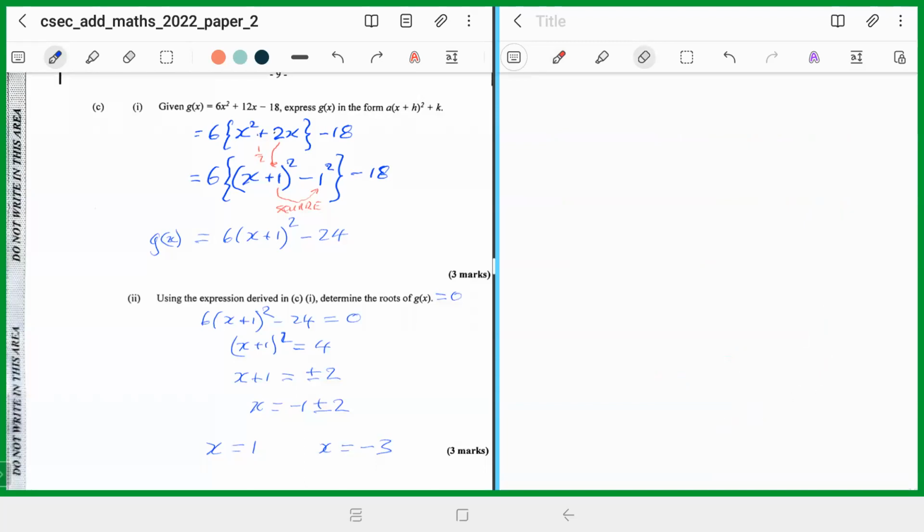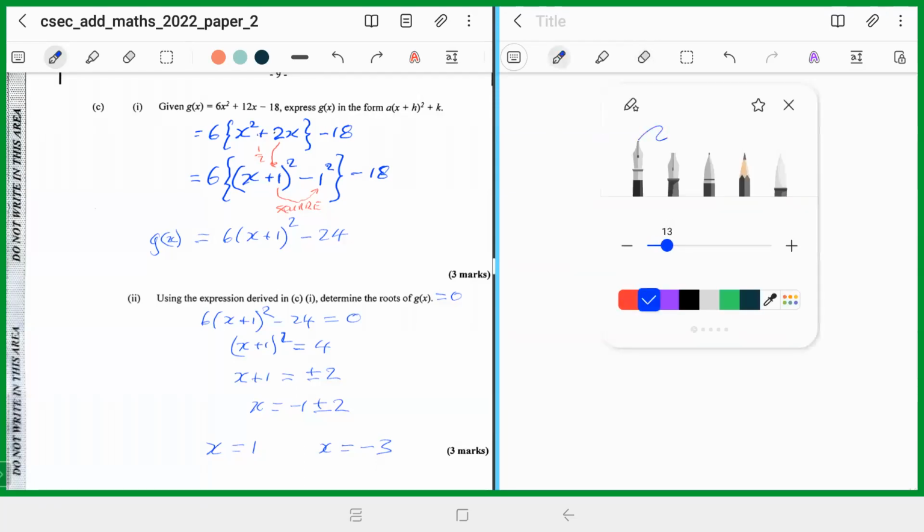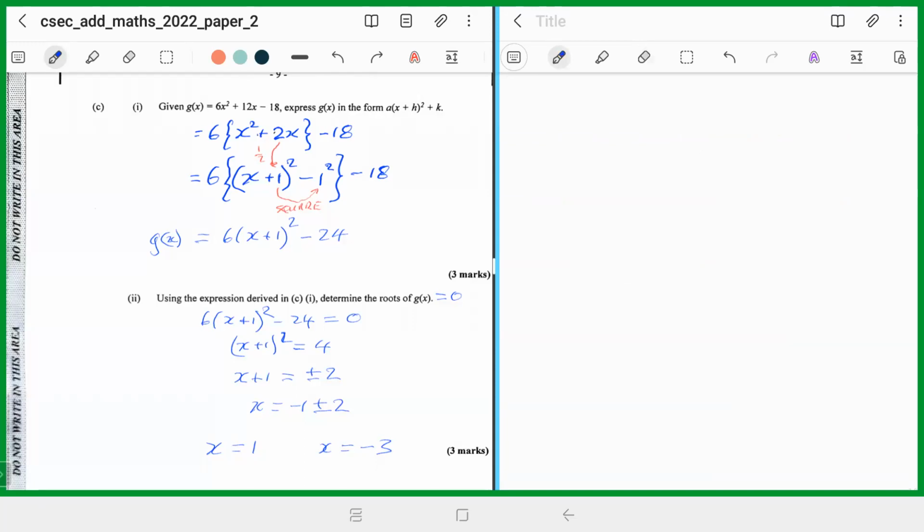So this question is asking us to sketch the graph. So we look at the 3 forms of this function to determine how the sketch would appear. The first form is g of x equals 6x squared plus 12x minus 18. This is the given standard form. Since a equals 6, we know it has a smile shape. We must know it has a smile shape for a positive, because it has a minimum point, a minimum value. We also know the C value is negative 18.